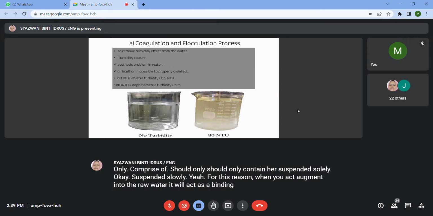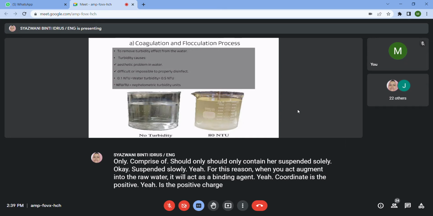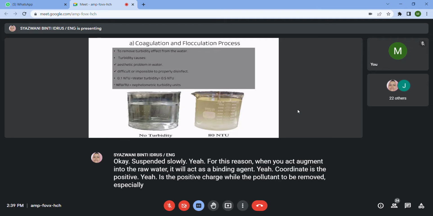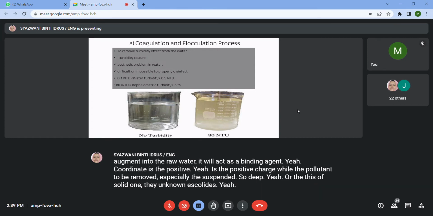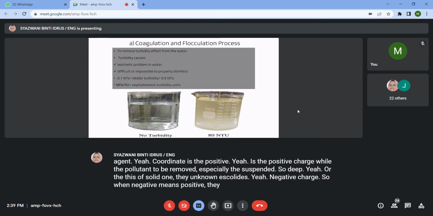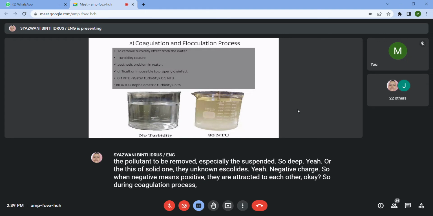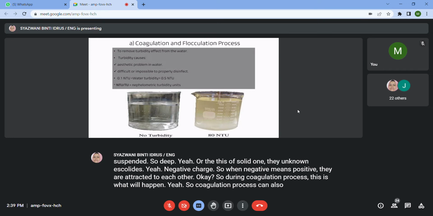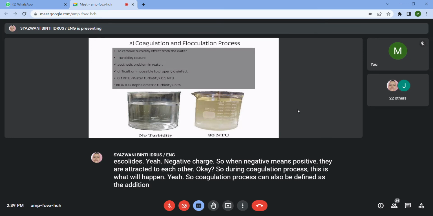Okay, suspended solid. For this reason, when you add coagulant into the raw water, it will act as a binding agent. Coagulant is the positive charge, while the pollutant to be removed, especially the suspended solid or the dissolved solid, are known as colloids, negative charge. So when negative meets positive, they are attracted to each other. Okay, so during the coagulation process, this is what will happen. So the coagulation process can also be defined as the addition of coagulant into raw water.